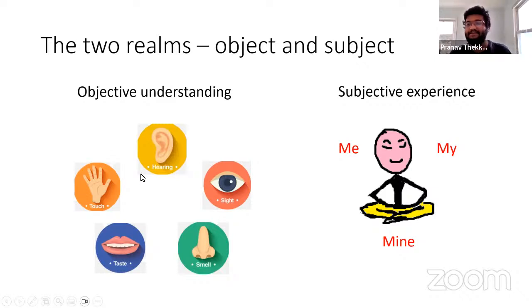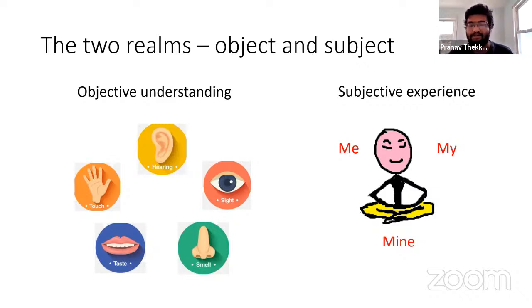Anything that we can understand intellectually, anything to which we can put labels, anything that we can understand conceptually is objective understanding. And the way you do that is there are some mechanisms. For example, humans have these sense organs, and there's something called a brain that tries to process the information that is gathered from the sense organs, and so on and so forth. All of this is what I term as objective understanding.